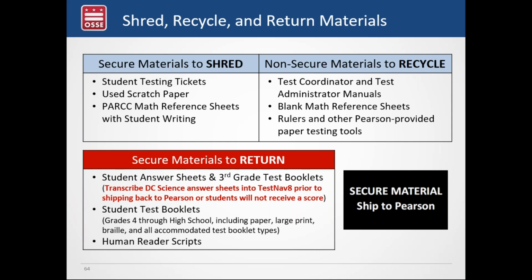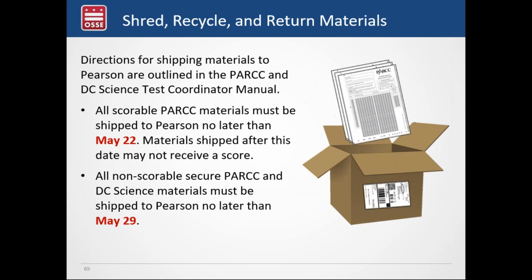Anything that has that much information about what is actually on the assessment, we want to keep extremely secure. Each of these materials that gets returned does have a label like you see in the lower right here that says secure material shipped to Pearson. So if you're not sure if something goes back, check for that label, and you can certainly call them and ask them if you're uncertain as well. Directions for shipping the materials will be outlined in the manual. The deadline for scorable materials, which are those answer sheets, is May 22nd, and the deadline for non-scorable materials is May 29th, which might be those human reader scripts or those test booklets.